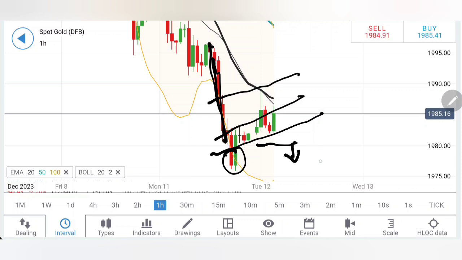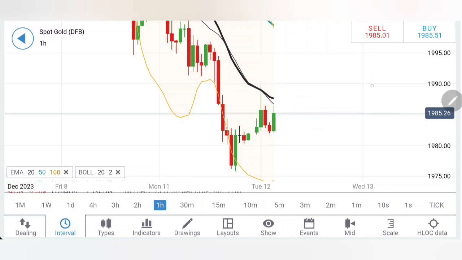We can again look for 1975 and 1972.5 as the first support. Below 1972.5, it is directly going to hit at 1965-66 level. Any point of time, if you see it is staying below 1972.5, 1975 zone, just stay further short for 65-66 level.